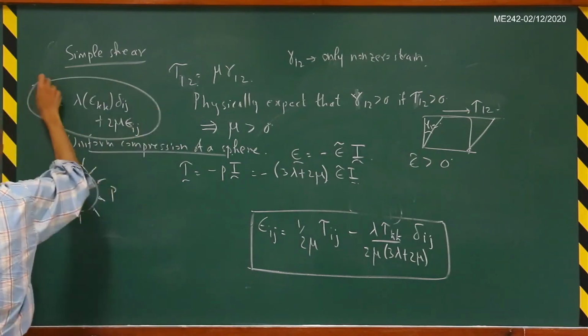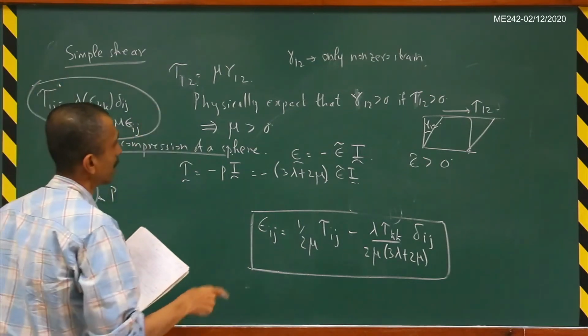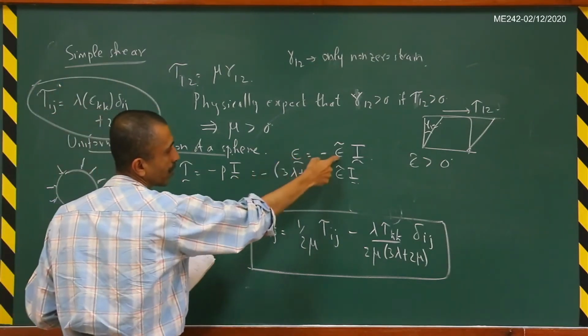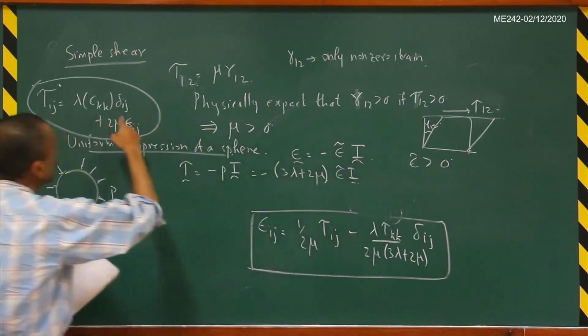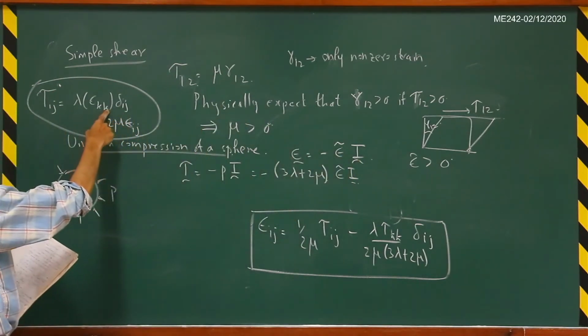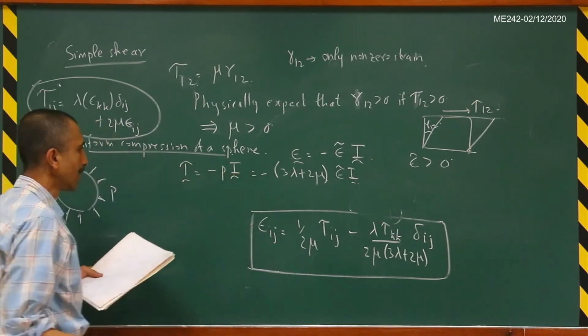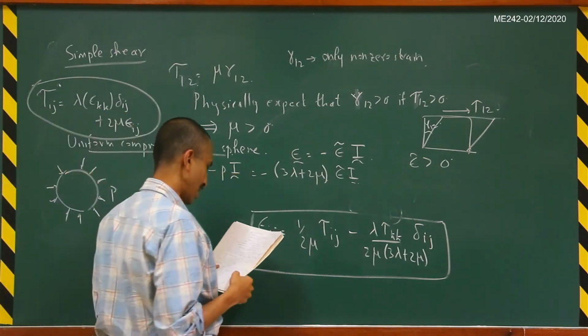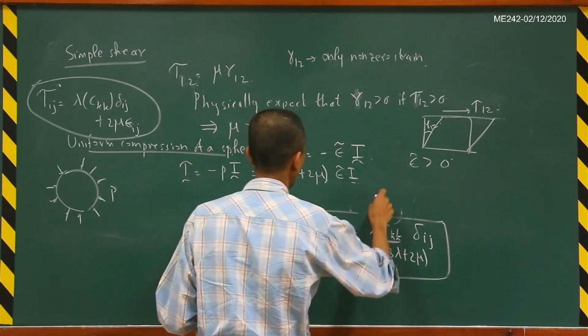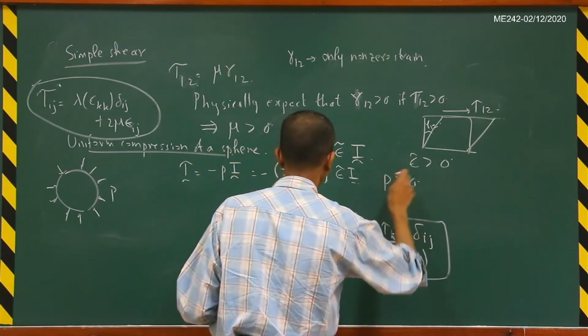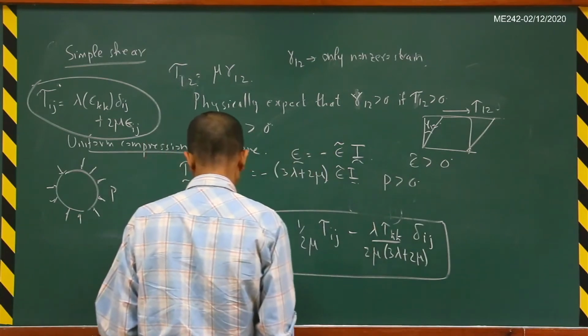So basically I am just substituting epsilon equal to minus epsilon tilde I in this particular relation here. Okay, and then from that I will get this particular relation. So this p here is nothing but some quantity that is greater than 0. So this p is greater than 0. Right? So that is what you would expect.